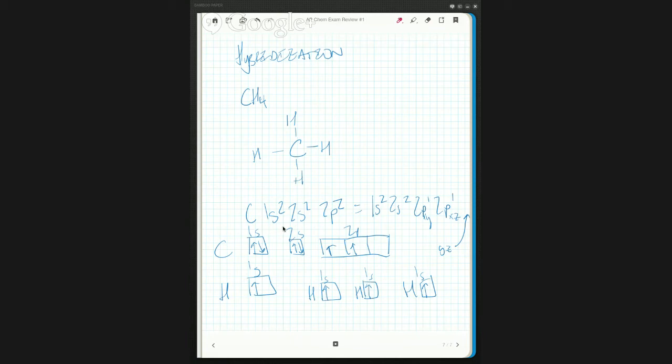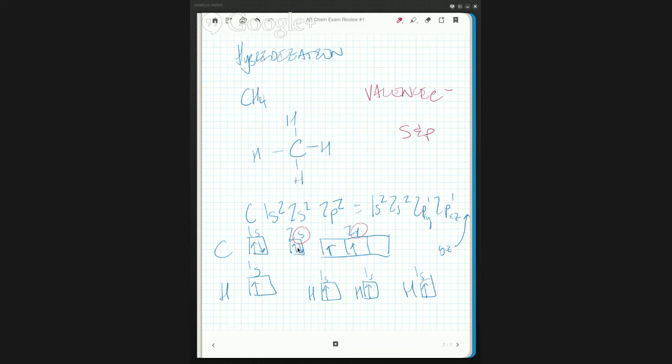What happens is that the outer energy level is the one that does the bonding. Do you guys remember that? When you talk about valence electrons, they are made of all the electrons in the s and p. So valence electrons, s and p. Okay, here's s, here's p. So these 4 electrons are used for bonding as well.